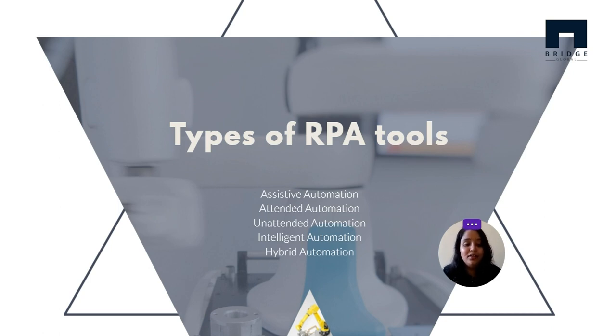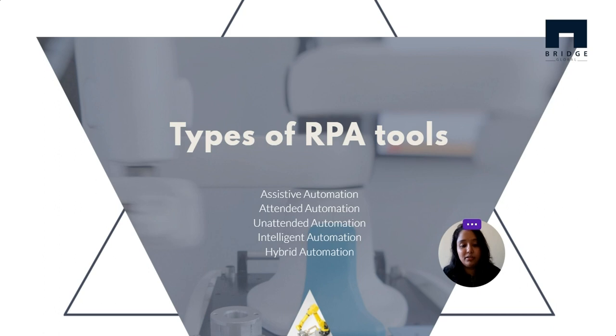Next we have the hybrid type of automation. The hybrid type of automation combines elements of multiple types of automation to create a flexible and adaptable automation solution. This type of approach leverages the strengths of each type of automation to meet the specific needs of the business.